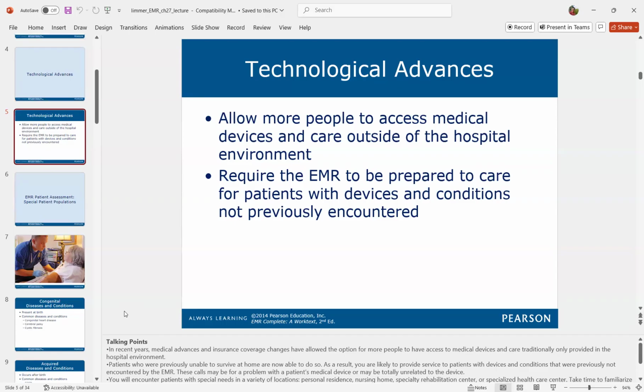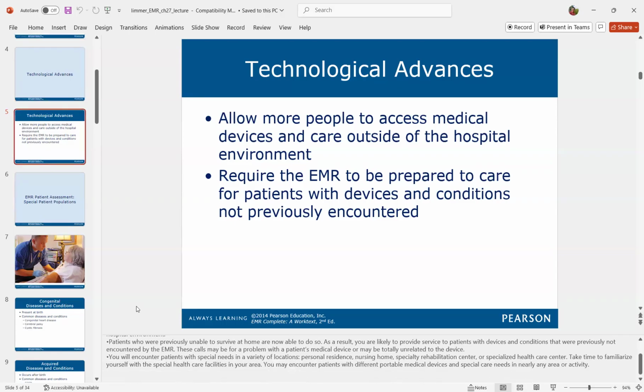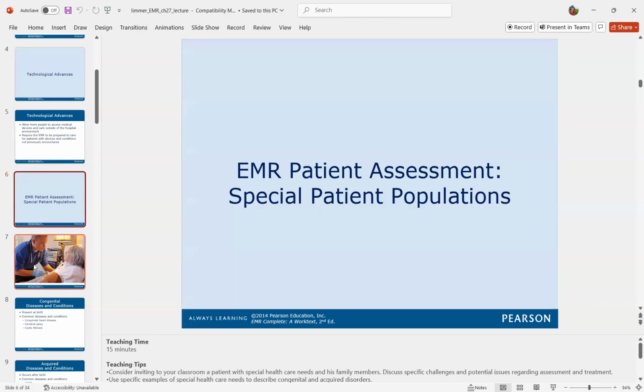So these calls may be for a problem with the patient's medical device or totally unrelated to the device at all. But we're going to encounter these patients with special needs in a variety of locations: personal residences, nursing homes, especially rehab centers, specialized healthcare centers. Taking some time for yourself to familiarize yourself with these areas in your response area and these facilities would be a good idea. We are going to encounter these patients using these portable devices. So let's talk about what some of these are.